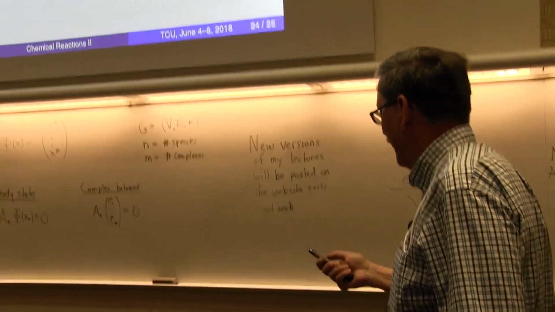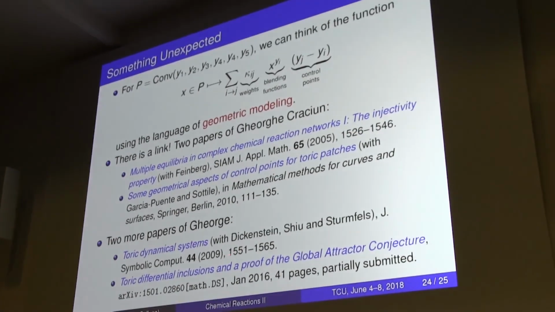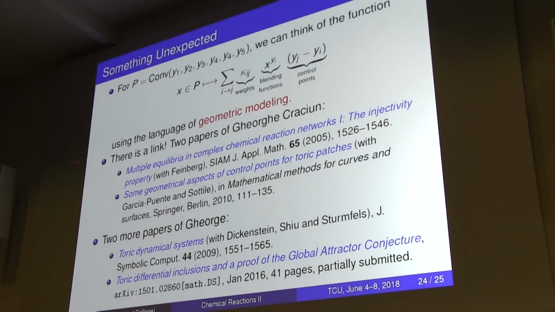But let me just mention two other papers of George. So one is, he's one of the authors on the toric dynamical system, so you can now see why he was involved in that. And I mentioned this global attractor conjecture, and he has a paper on the arXiv. We submitted it in 2015. The most recent version is January 2016, so it's been there about 2.5 years. It's 41 pages, and parts of it have been submitted for publication. So it looks like that might be a proof there, but it has to go through the full mathematical process. So we can't yet say we have a proof of the global attractor conjecture, but in a couple of years we might actually have something more definitive.